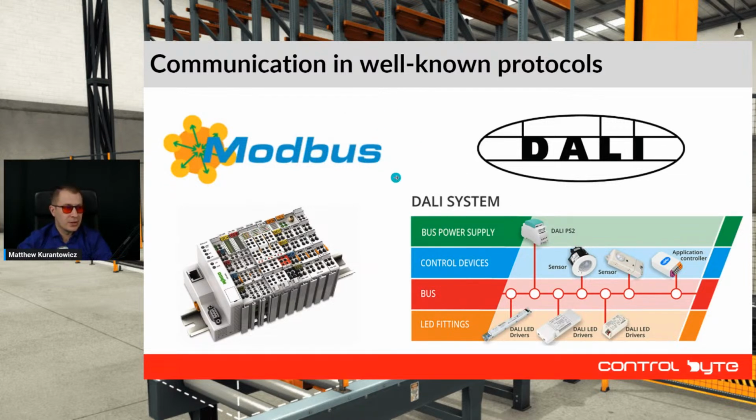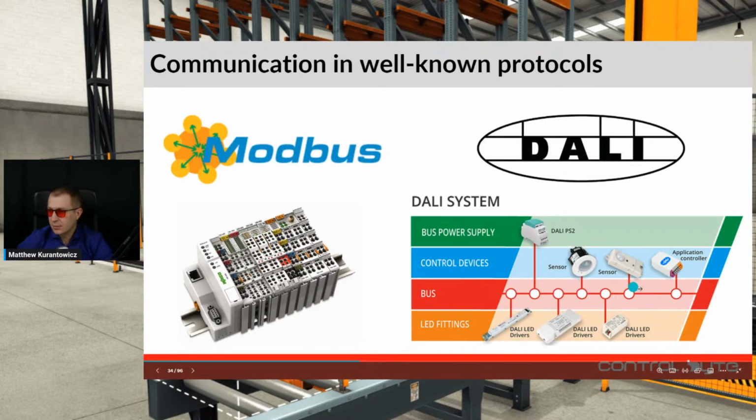Really important information is that we can communicate in well-known protocols like Modbus. It is the most popular protocol in industrial automation and building automation. You need to know that if you want to be a PLC programmer, and we show how to use Modbus in our courses. Another popular protocol for smart home is the DALI system. That system is popular for light control. We have a lot of devices like DALI LED drivers, sensors, application controllers, and we have only one bus, and we can communicate our PLC through the DALI protocol and control lights.